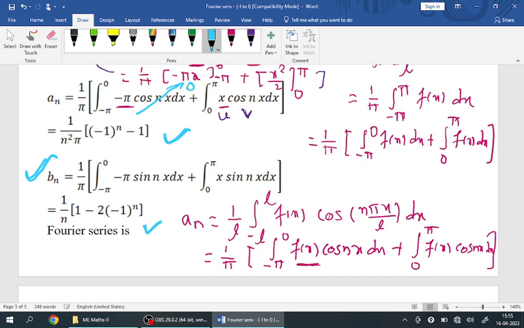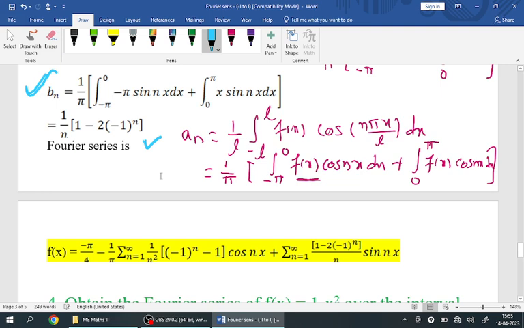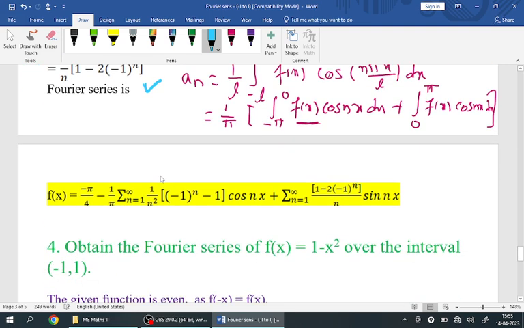Once you get this answer, see the two or three values we are using. Sin 0 is 0, sin n pi is 0, cos 0 is 1, cos n pi is minus 1 raised to n. So these are the values actually we are using. If we replace these values in the Fourier series, this will become the answer. This is the answer of the Fourier series on the interval minus L to L of that split function.